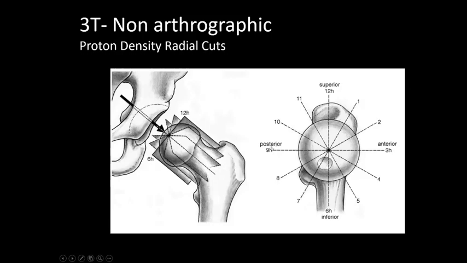Remember also that when we look at the acetabular labrum, we use the clock face. But we also need to always remember that 3 o'clock position is always anterior and 9 o'clock position is always posterior. So when you perform these radial cuts, you perform all these cuts using the clock face. So you have a plane that goes from 9 to 3 o'clock, 10 to 4 o'clock, 11 to 5, and so on and so forth.